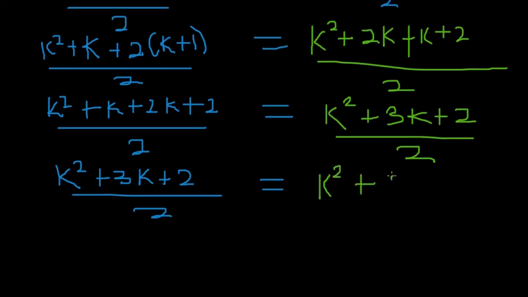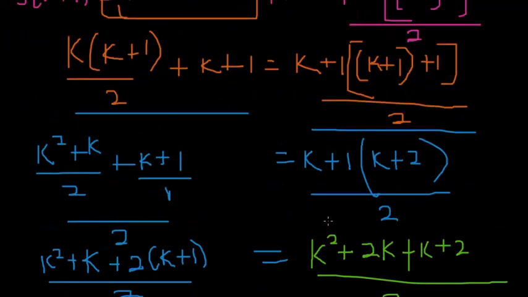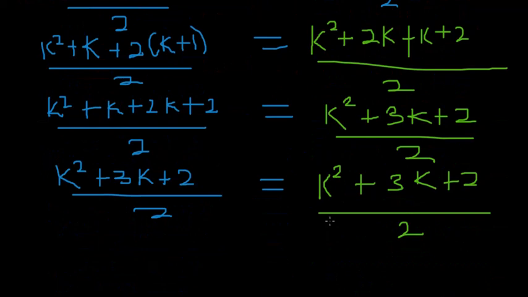k squared plus 3k plus 2 divided by 2. So you can see that both the right hand side and the left hand side are equal. This is what we mean when we talk about the principle of mathematical induction: the left hand side has to be equal to the right hand side. Note, in the next video I'll show you how to solve this without going through all this stress. I'll just show you how to use the calculator to arrive at the same answer, especially when you are working with multiple choice questions.